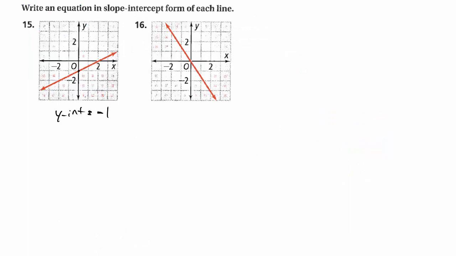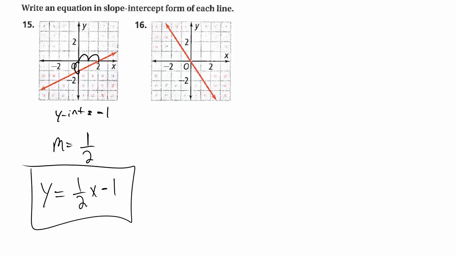Here I'm trying to find equations from a graph. So I'm given a graph, and I want to write the equation. The y-intercept is -1. The slope is, you have to go up 1 and over 2 to get to the next point. So your equation in slope-intercept form is 1/2 x minus 1.